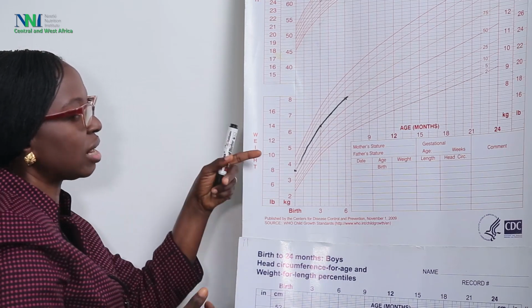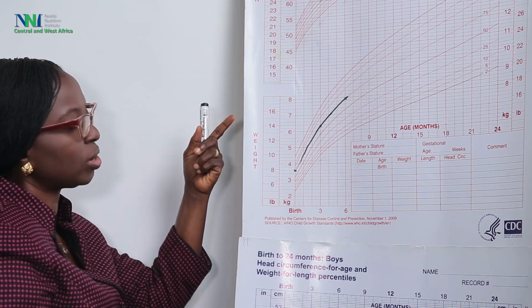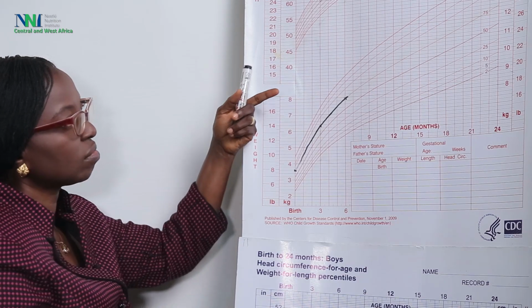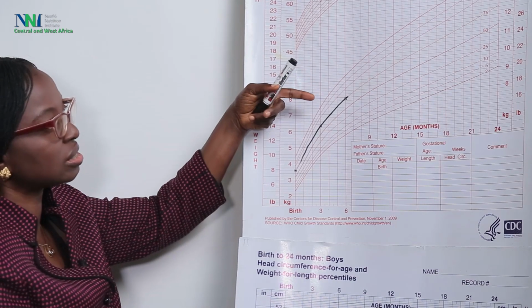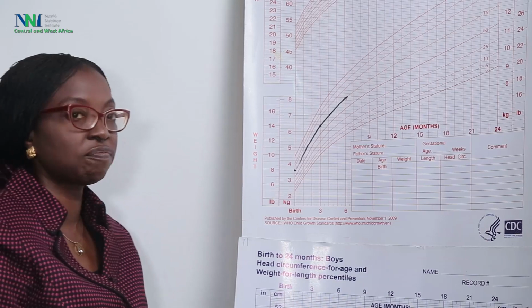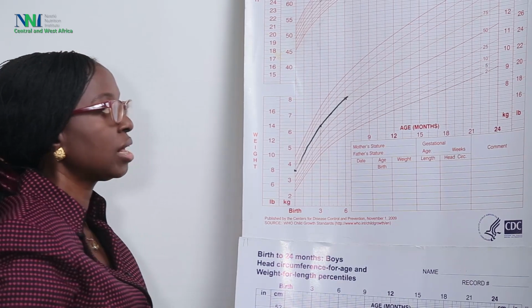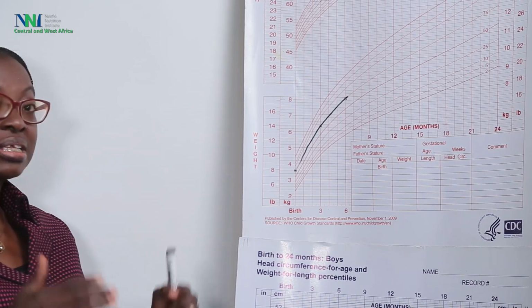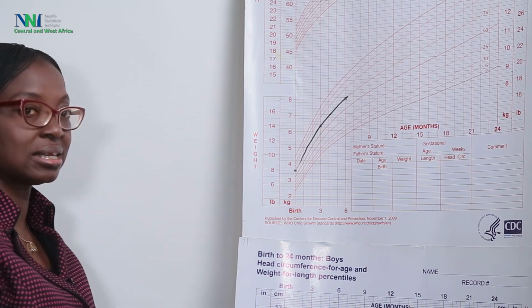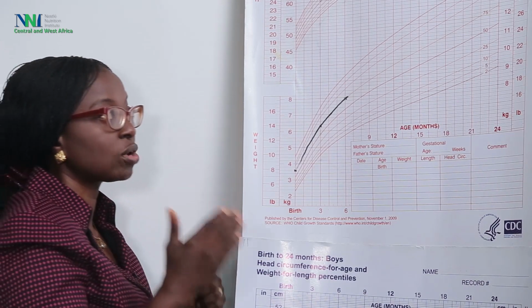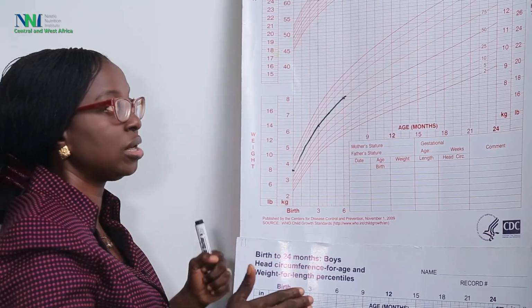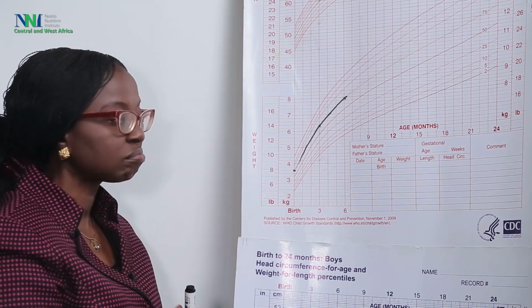So for this girl that we have just charted her weight for age, it means this line is closest to the 75th percentile, and means that 75% of children of the same age weigh less than this child, while 25% of children of the same age will weigh above the child.